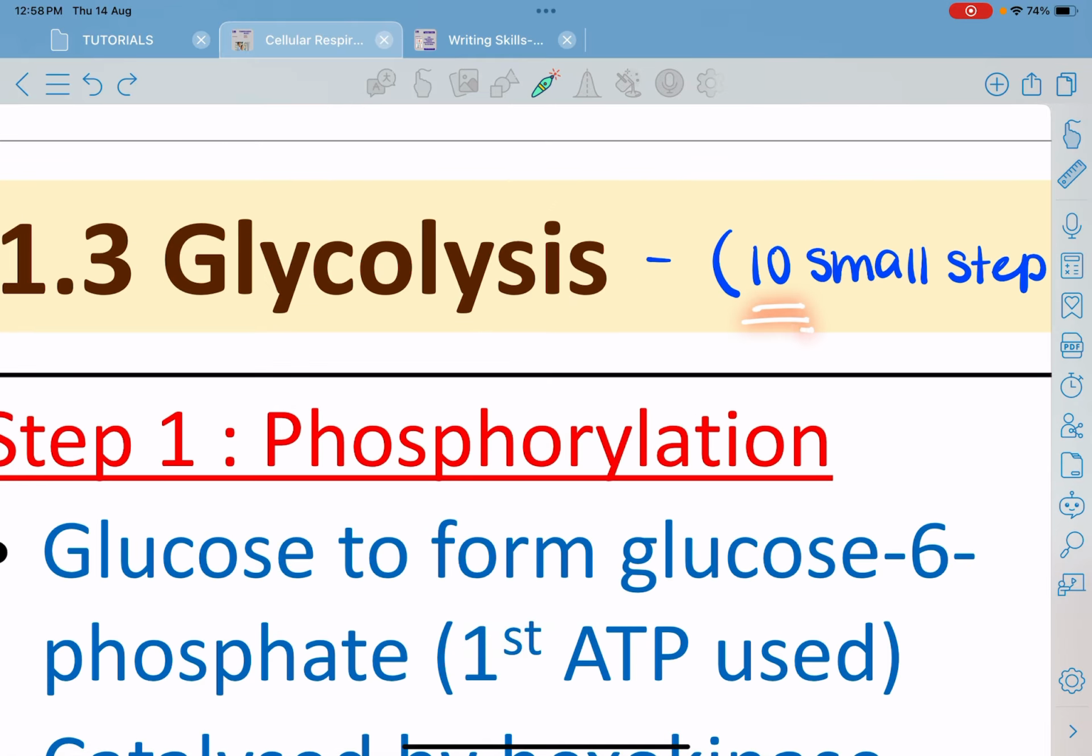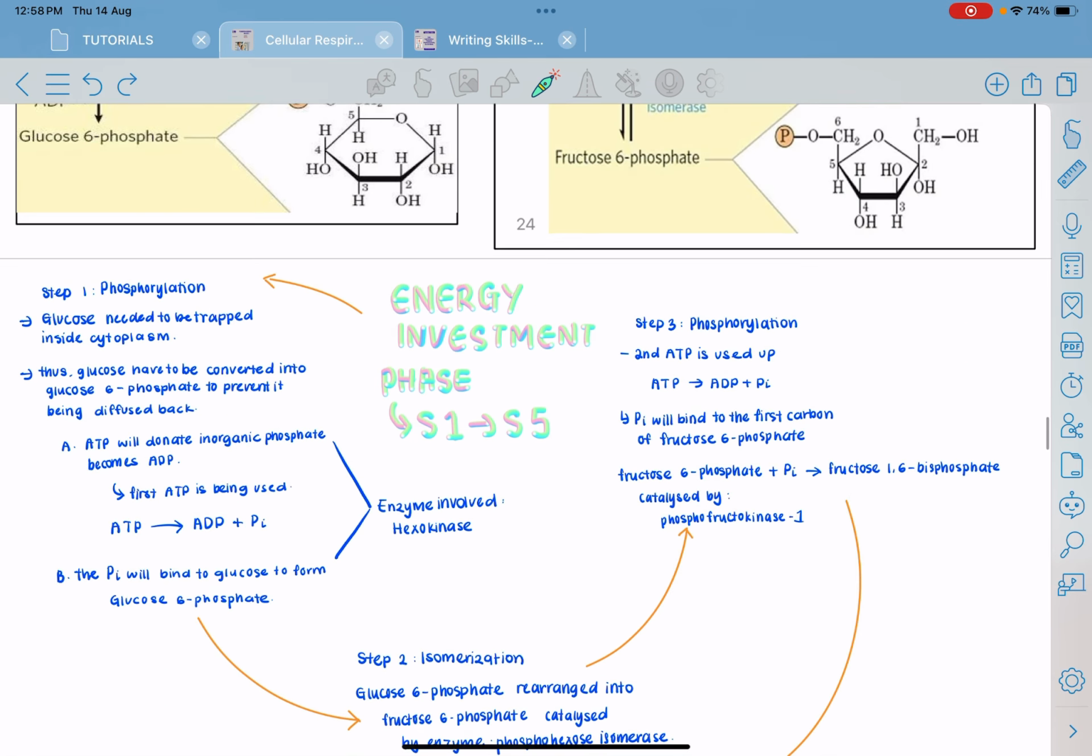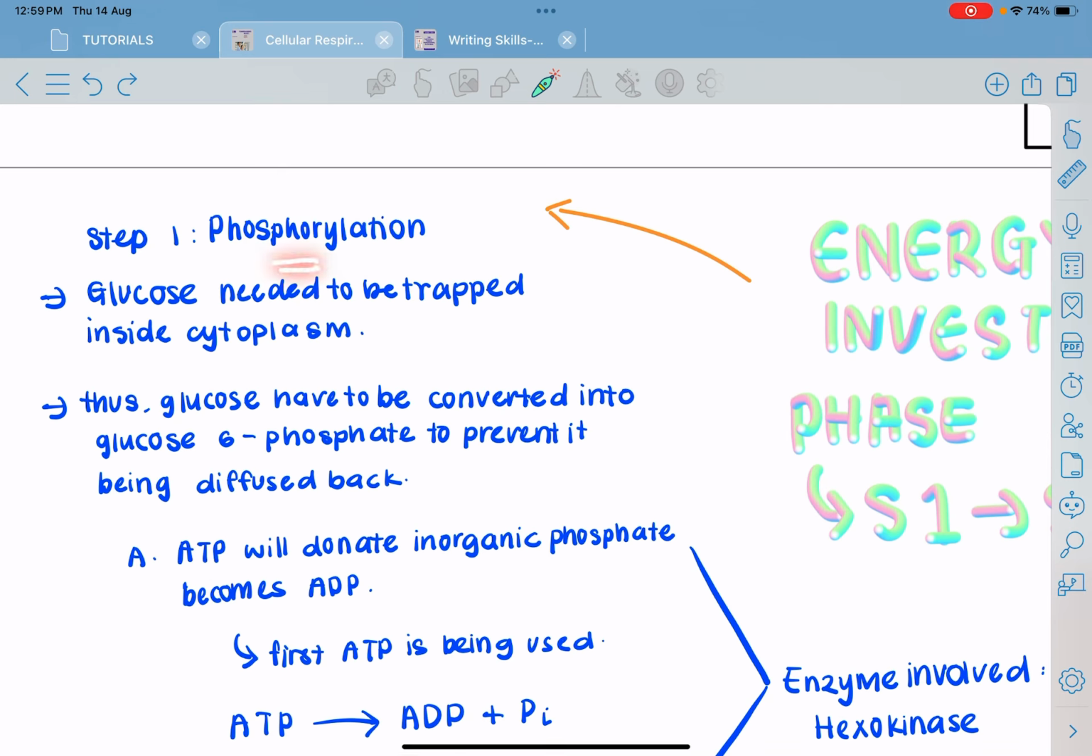Looks so big, right? The steps are actually very easy. Okay, we start with the energy investment phase, step 1 until step 5. What happened in step 1? You don't really have to memorize this one. The names are not that complex, so I think you can understand.